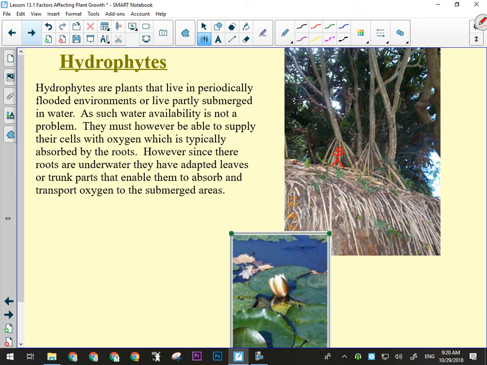Lilies essentially have a root that goes all the way down to the bottom of the lake or whatever, but they actually absorb oxygen through their leaves.